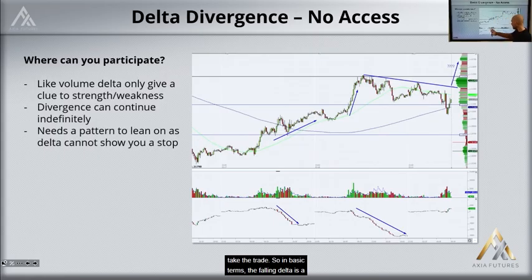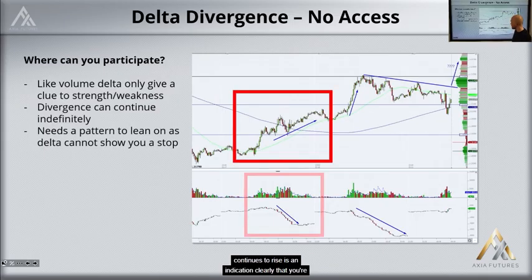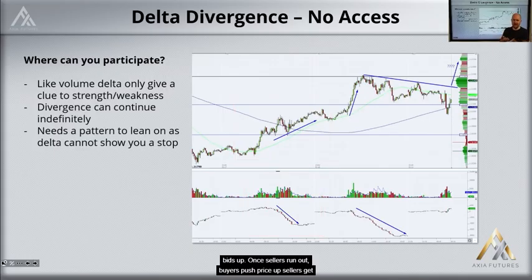So in basic terms, the falling delta is a good indication this should be a sell. But the fact that price continues to rise is an indication clearly that you're wrong trying to sell. You're selling into buyers who continually reload the bids and then continue to raise those bids up. Once sellers run out, buyers push price up, sellers get out of the way, and buyers then increase the price of those bids. And the move continues up, delta continues to fall, price continues to rise.